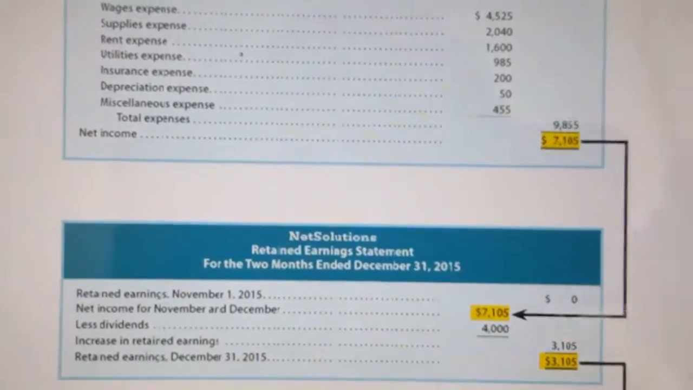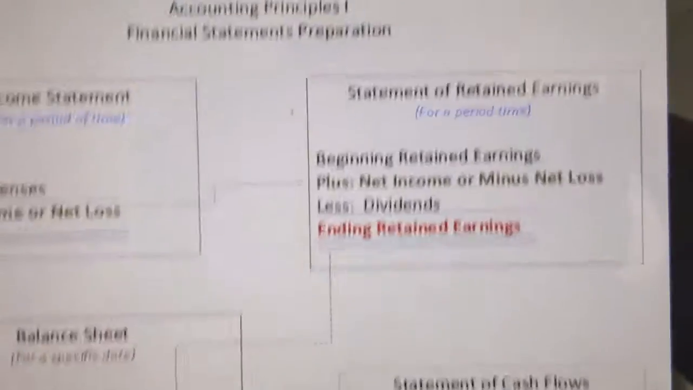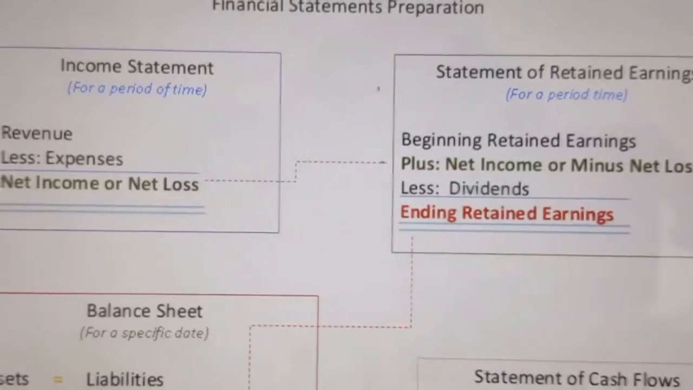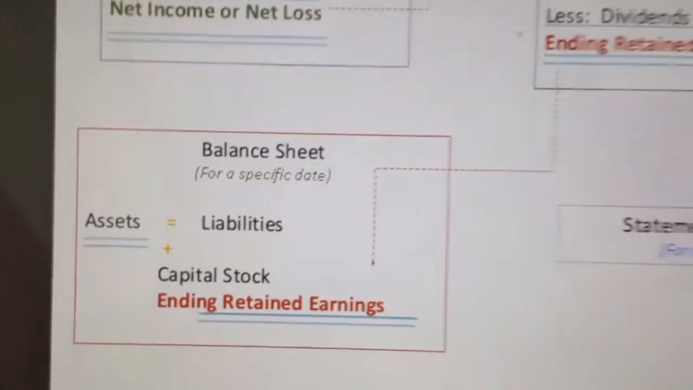So now if you're looking at your adjusted trial balance, at this point, the only accounts that you should have left are going to be your assets, your liabilities, and your capital stock. Those are the only ones that we haven't used.